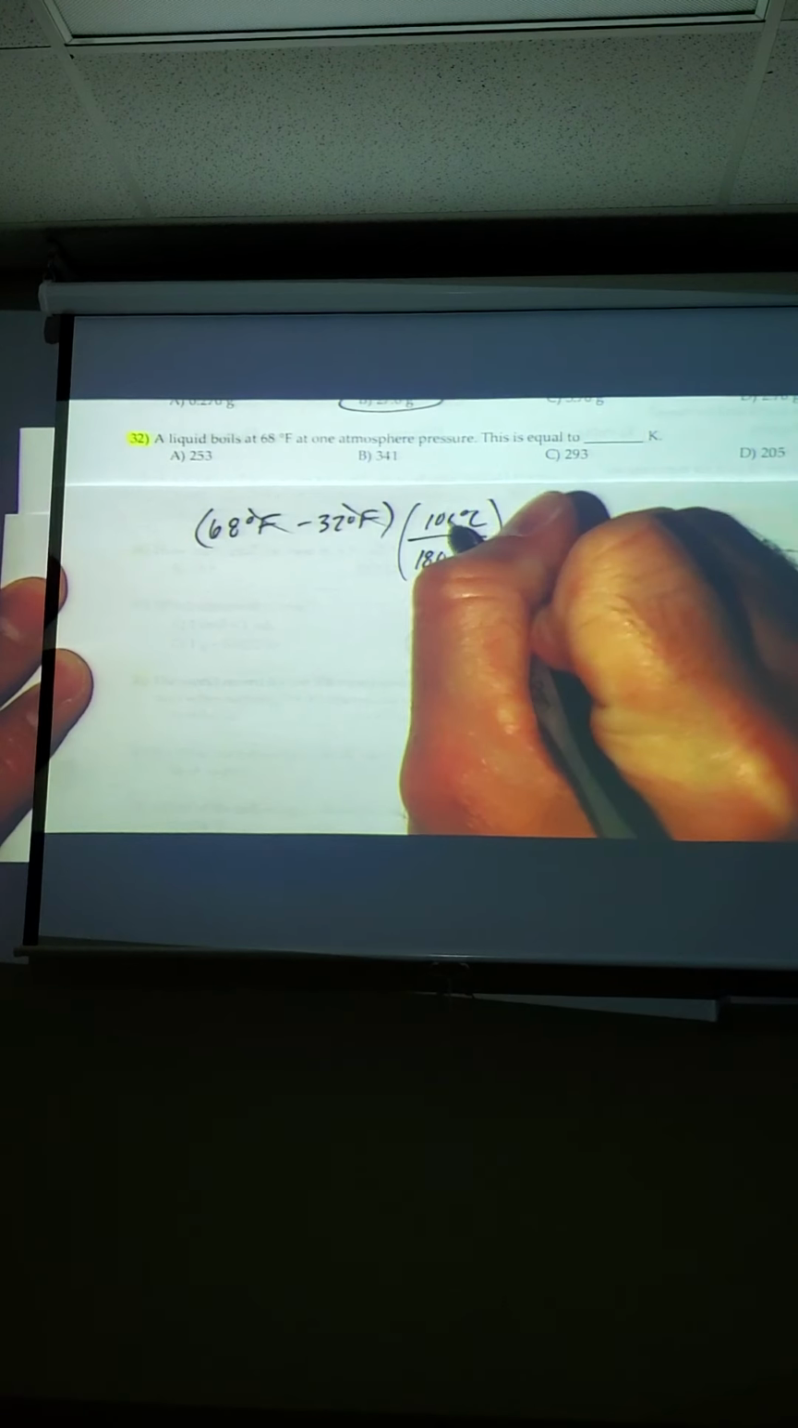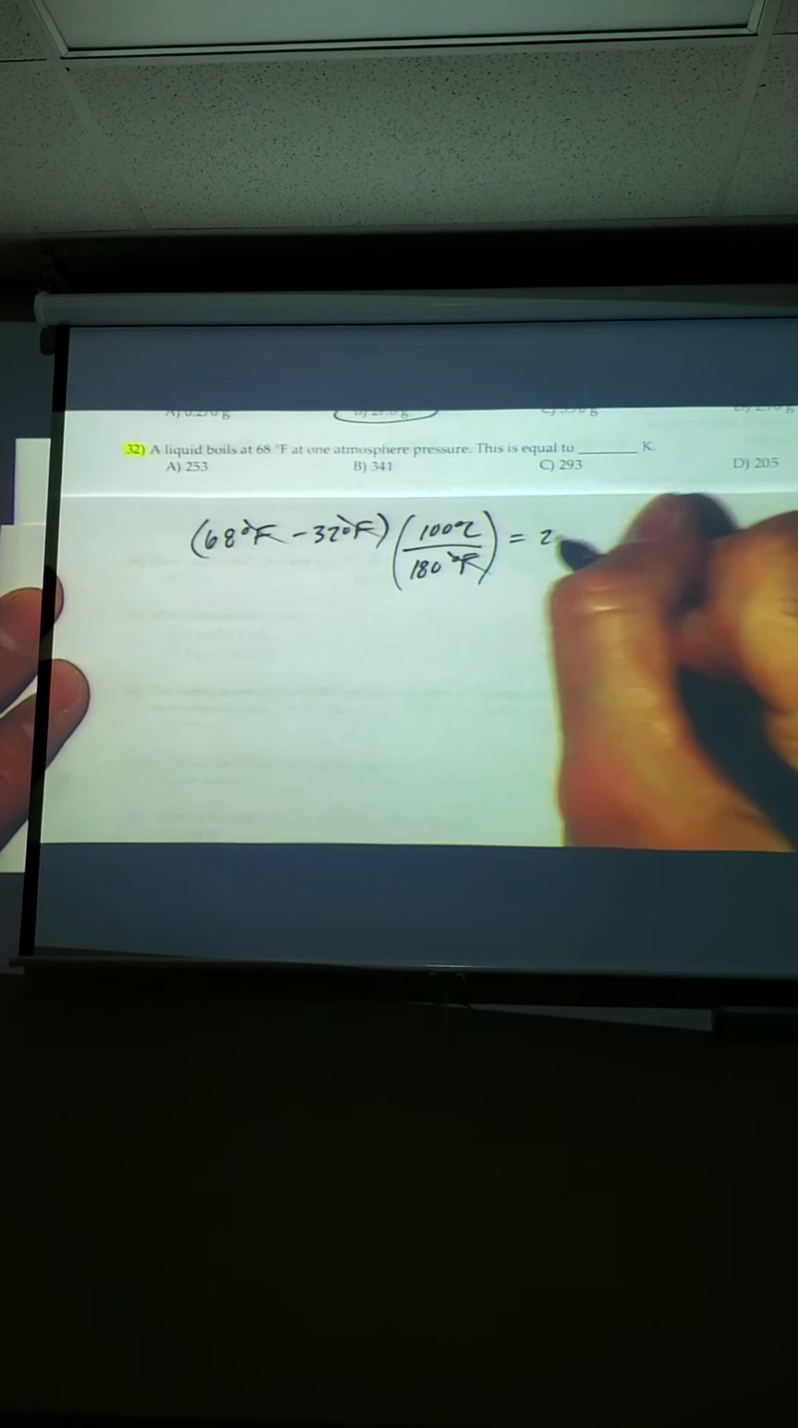It takes 180 degrees to span the same 100 degrees from the melting point to the boiling point of water. And we type this in to get Celsius. This is not the answer. Might be a choice just to see if you take the bait. So first parentheses, 68, subtract 32, close parentheses. New parentheses, 100 divided by 180.